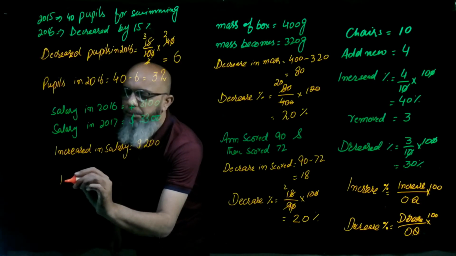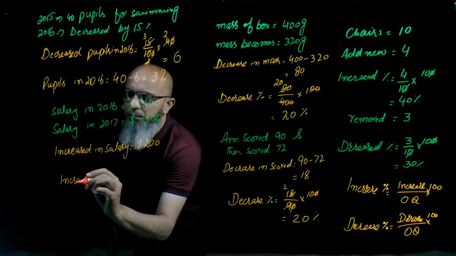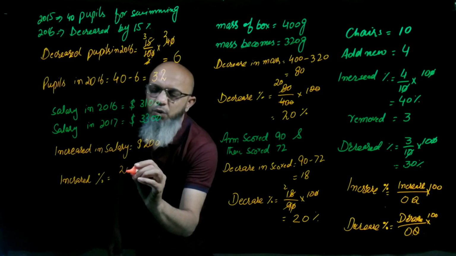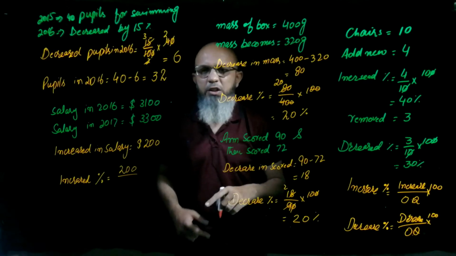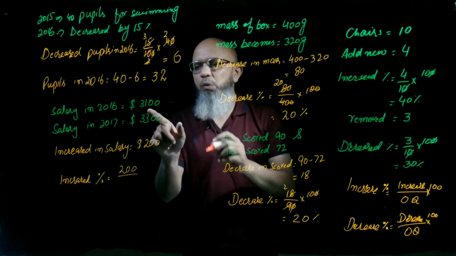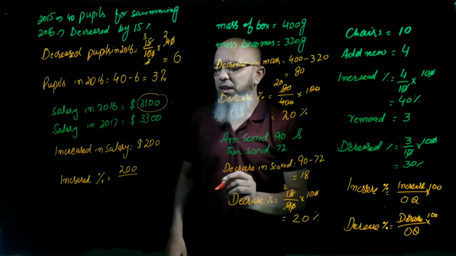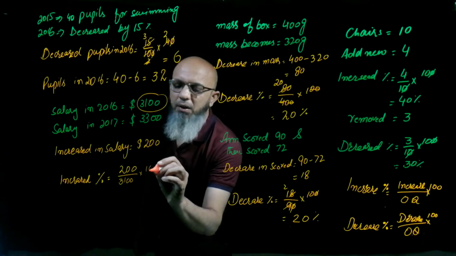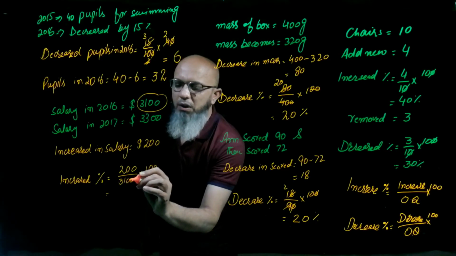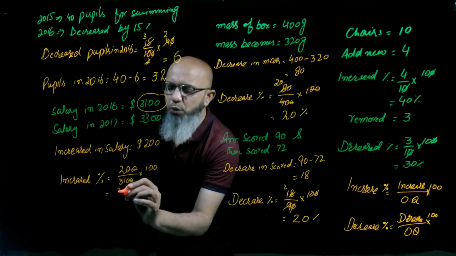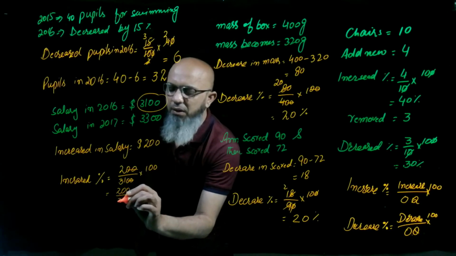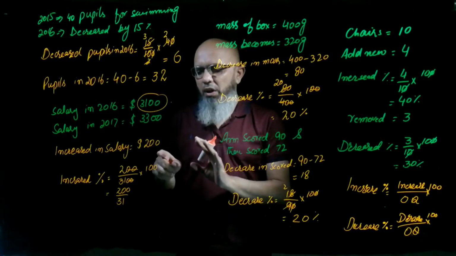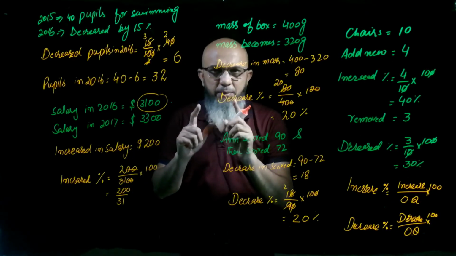Increased percentage: that is the increased value 200 over the original value. What is the original amount? This one or this one? This one is the original amount, right? That is 3,100, and multiply by 100. So these 0s cut, and 200 divided by 31. It will be a long answer, but you have to divide only till 1 decimal place.